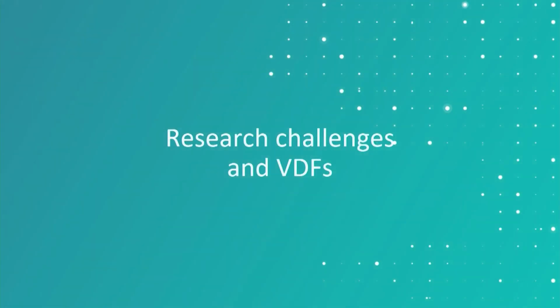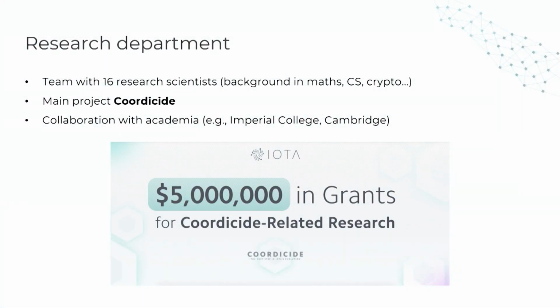Now, we have a quite active research department, composed of 16 researchers with really different backgrounds in mathematics, cryptography, computer science, and physics. Our main goal right now is a project called Coordicide. Coordicide is the current project where we want to remove a special helper node that helps the current network guarantee security.